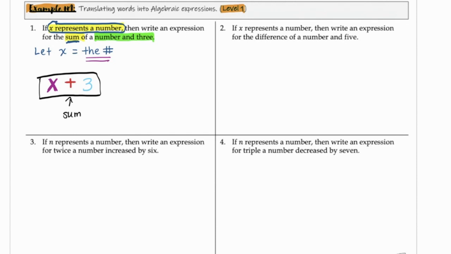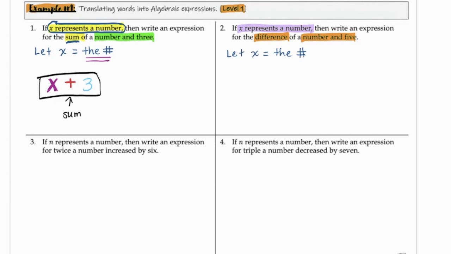Let's try number 2. If x represents a number, then write an expression for the difference of a number and 5. Okay, so we start off the same way, right? I read it once, I read it twice. I'm going to do my let statement. So let x equal the number. That's what they told me, so that's what I have to use.